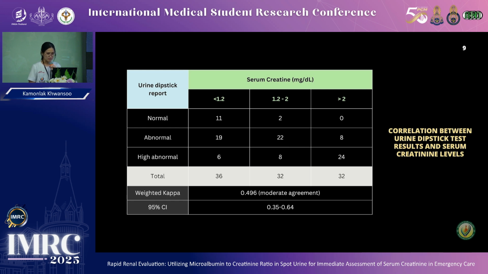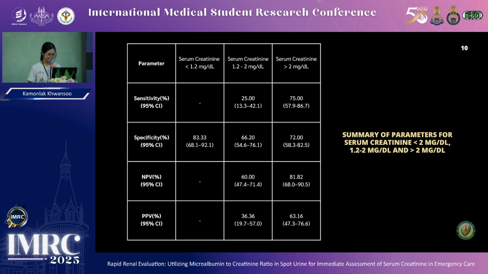This shows the serum creatinine more than 2 mg per deciliter. 24 of 32 patients had a high abnormal dipstick result, showing reasonable ability to detect severe renal impairment. For serum creatinine below 1.2 mg per deciliter, 11 patients were correctly identified as normal, but 25 were labeled abnormal or high abnormal. And the kappa is 0.496. This is moderate agreement.